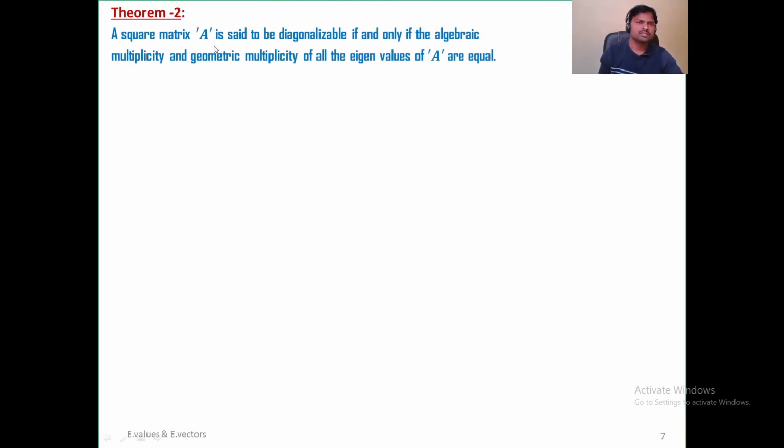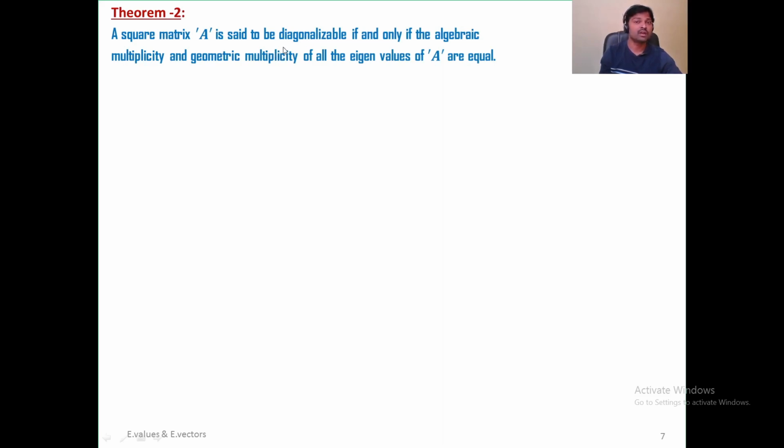A square matrix A is said to be diagonalizable if and only if the algebraic multiplicity and geometric multiplicity of all eigenvalues of A are equal. Okay, so if the eigenvalues are not repeating, no problem. If all the eigenvalues are distinct, directly we can conclude that the matrix A is diagonalizable. If the eigenvalues are repeating, then this theorem is useful.